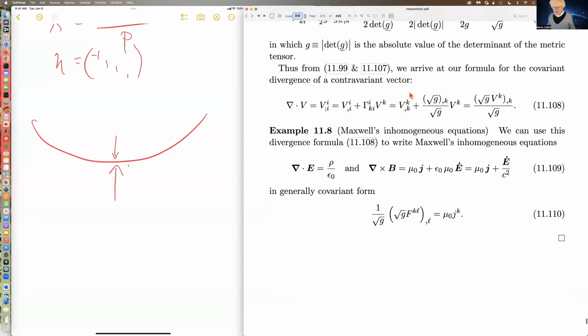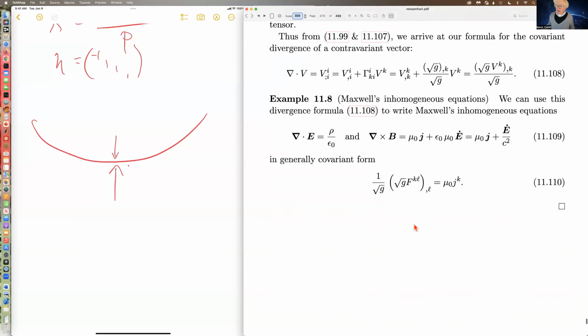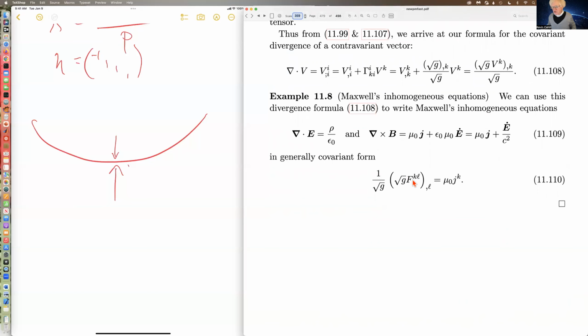covariant divergence of a tensor. And when you apply it to electrodynamics, what you get is Maxwell's inhomogeneous equations in generally covariant form. And if you notice, this is an ordinary derivative here because this is anti-symmetric.